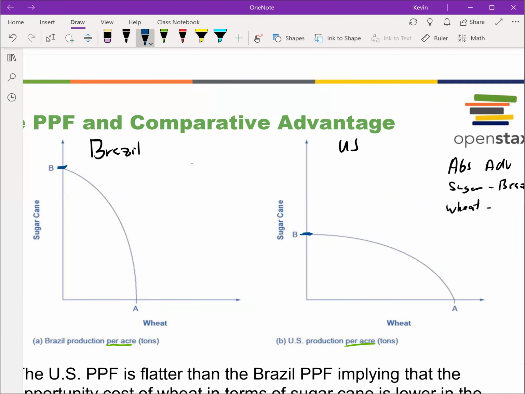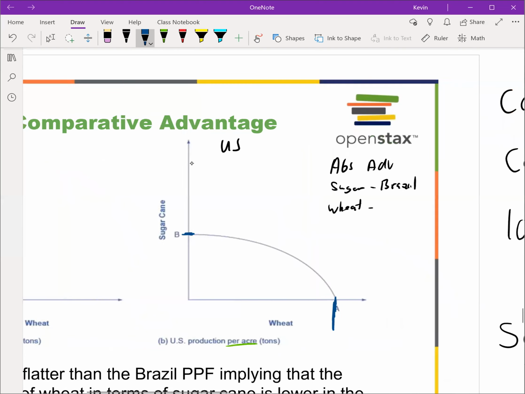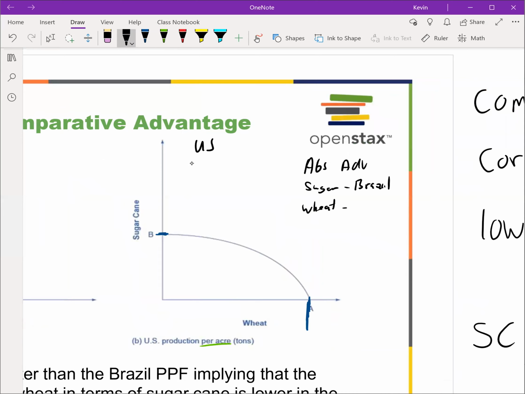Then on the wheat side, we're going to see that Brazil doesn't really make that much wheat. If we scroll down, it goes down to right here before the word wheat, whereas the U.S. makes a lot more wheat, and it scrolls out way after the word wheat. So for absolute advantage, wheat is going to go to the USA.